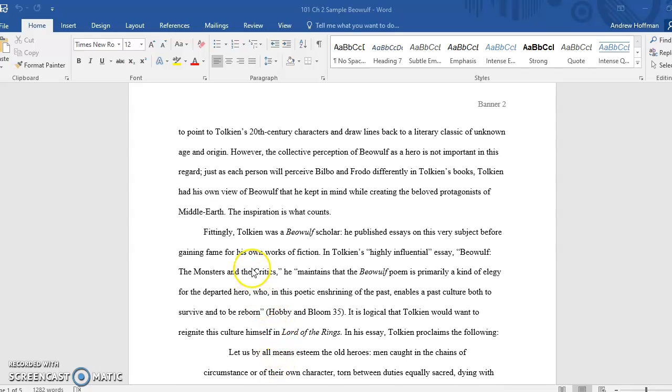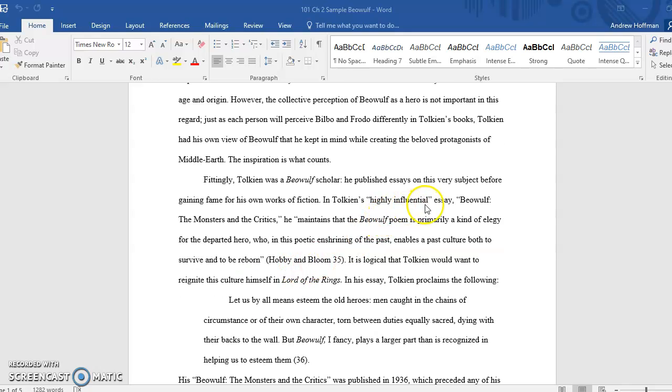Now we start to turn to the main body. Now, I'm not going to read the whole poem or essay. That takes too long and, of course, isn't really necessary. I do want to highlight a few things. First of all, as a reference to Tolkien's highly influential essay, Beowulf, they talk about this in something called Hobby and Bloom, two authors. So when you have an in-text citation where there are two authors, both authors are in fact included, not just the first author. Think how bad you would feel if you were the second author and you got passed over. That wouldn't be very nice.